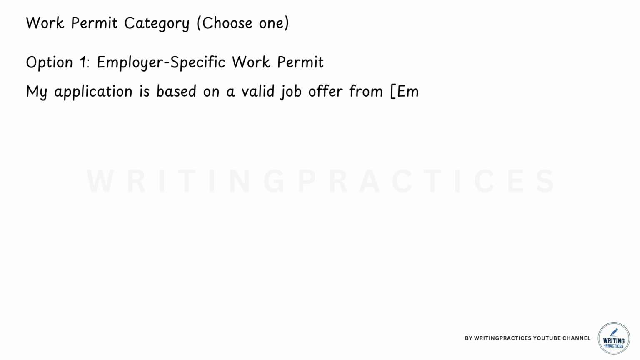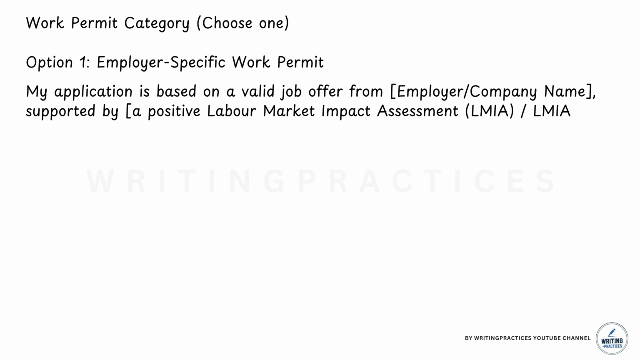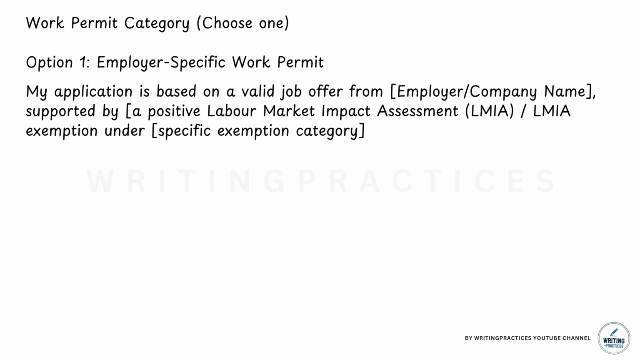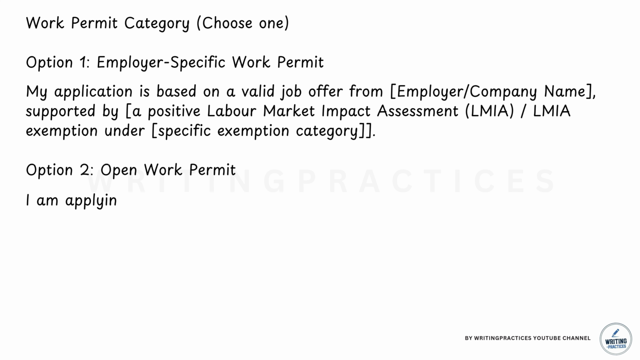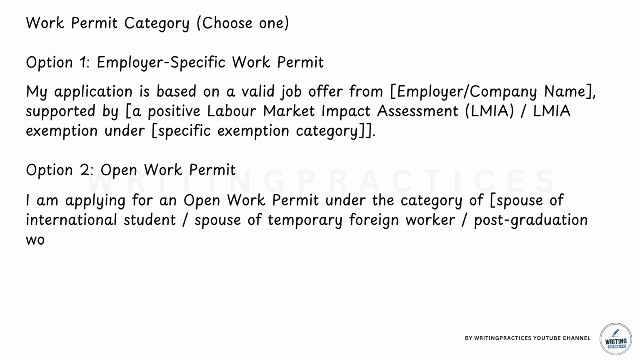Paragraph 6. Work Permit Category. Choose only the option that applies to your application. If employer-specific, write, My application is based on a valid job offer from Northern Tech Solutions, supported by a positive labor market impact assessment. This confirms employer authorization. Attach LMIA approval if applicable.